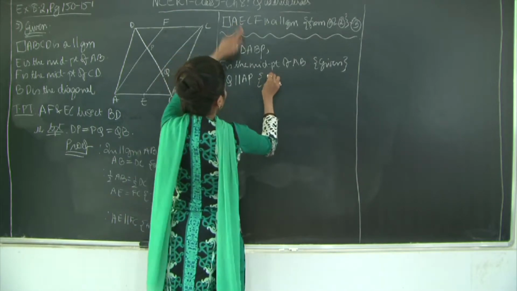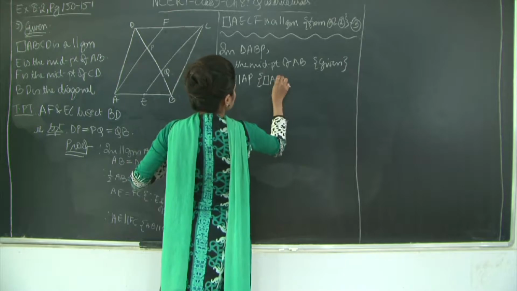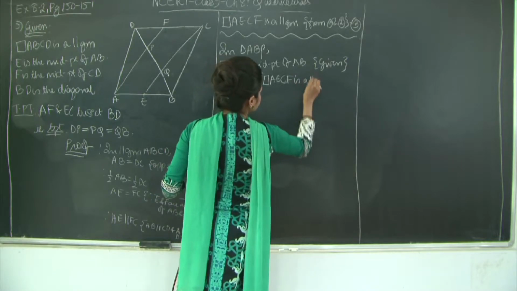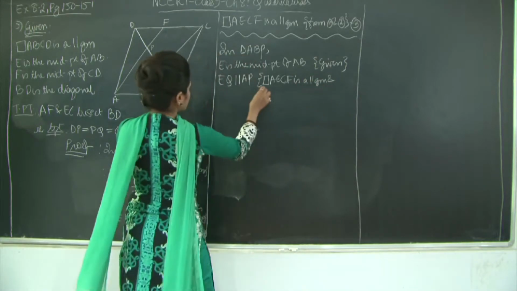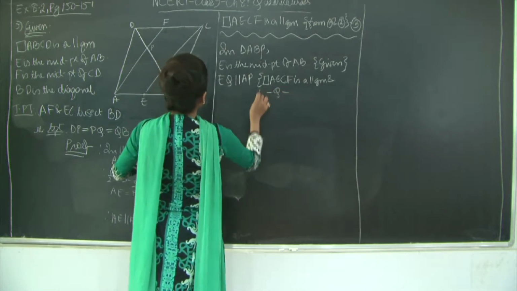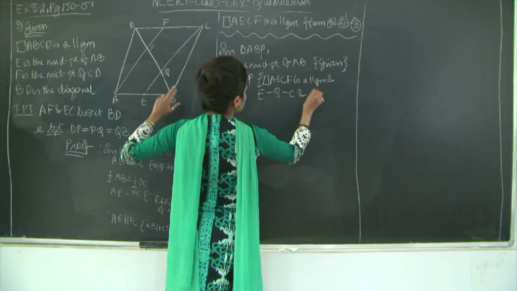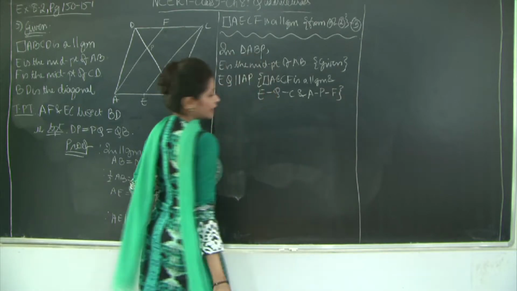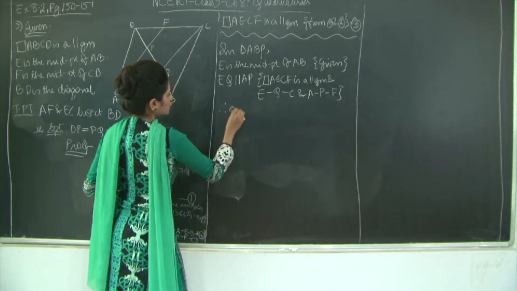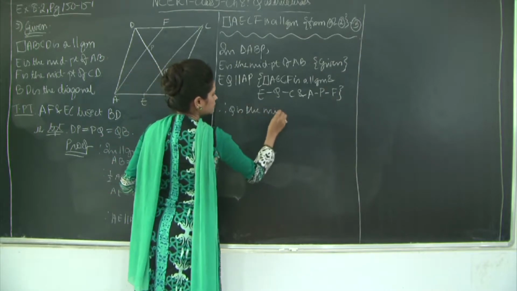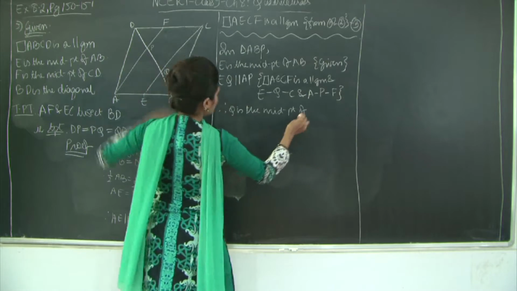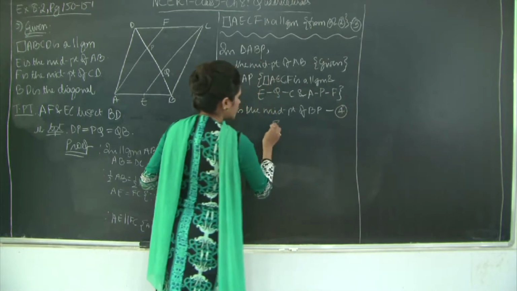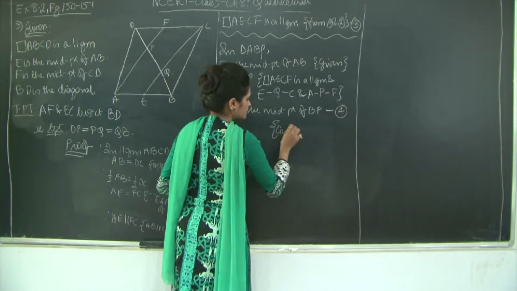Because we have quadrilateral AECF is a parallelogram, and what else? That Q lies between E and C, and P lies between A and F. Correct? Therefore, what can I say? That Q is the midpoint of BP. Let's mark this as statement number 4. And why did we get this? Through converse of midpoint theorem.